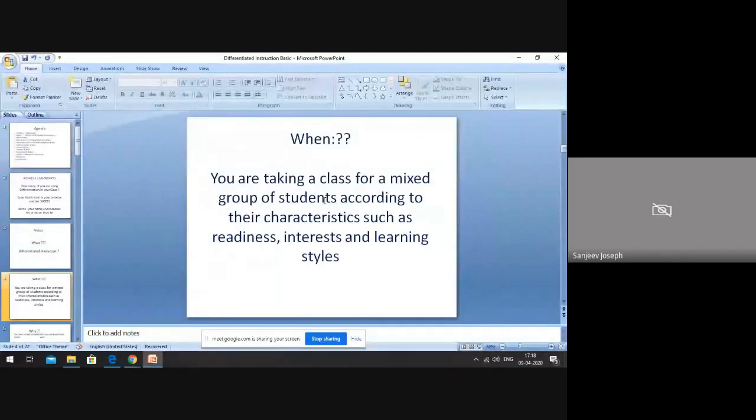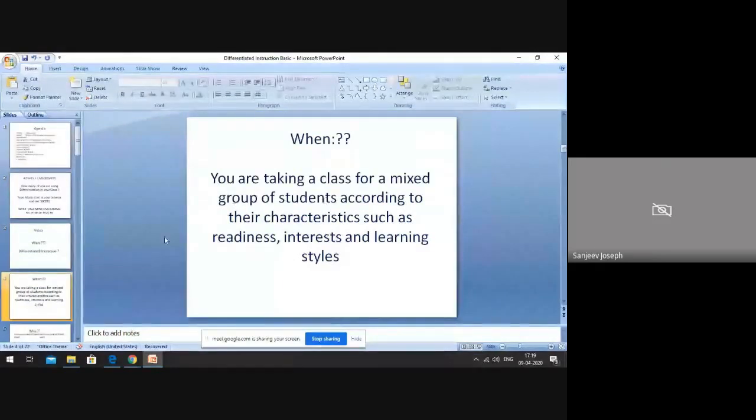Interest means where the children are looking at and interested to see while studying, and how you can bring that interest part into teaching and learning. Learning style, most of us know, is where we have learners of different kinds sitting in class: learners who are kinesthetic, or auditory, or visual learners. So that we all must be knowing.